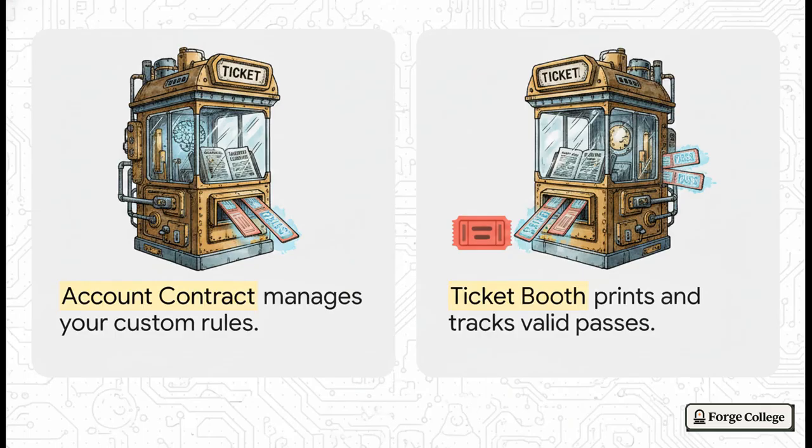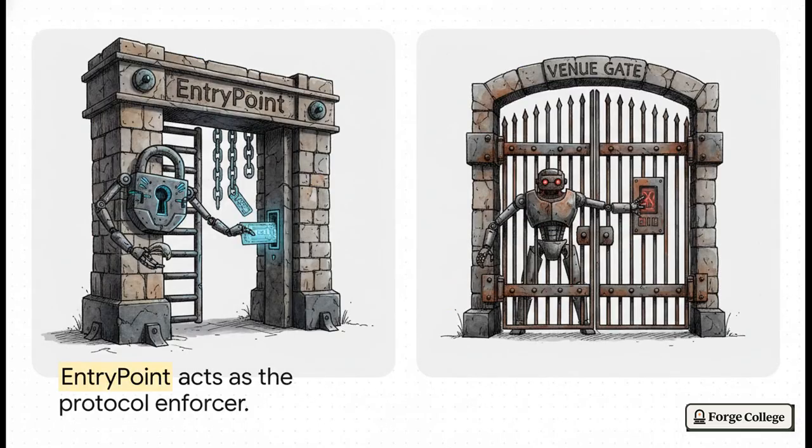It prints, tracks, and invalidates your single-use boarding passes based on whatever custom rules you, as the event organizer, decide to define. Then, the entry point is the strict venue gate. It doesn't make the rules, and it definitely does not print the tickets. It just asks the ticket booths to validate a pass before letting anyone physically walk through. And if the booth says no, well, that gate stays firmly locked.